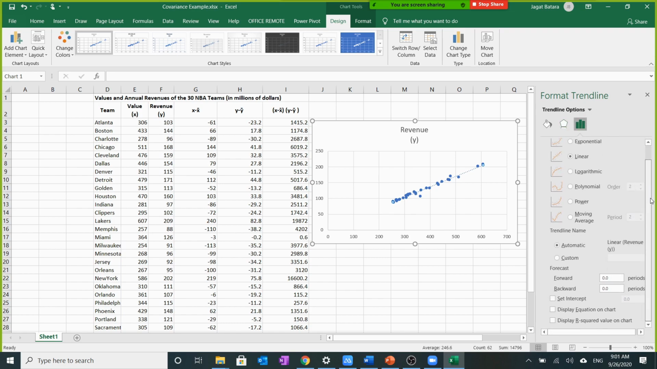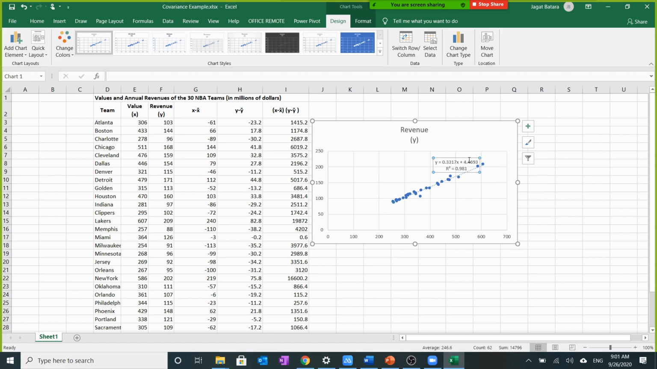Okay, and I want to know the R square, the equation, and also the R square. R is the correlation. After this one, you will know about the correlation. So this R square indicates that it's very close to 1. 1 is the maximum. 1 is the perfect correlation. So this is very close to 1, which indicates that they have a perfect correlation.